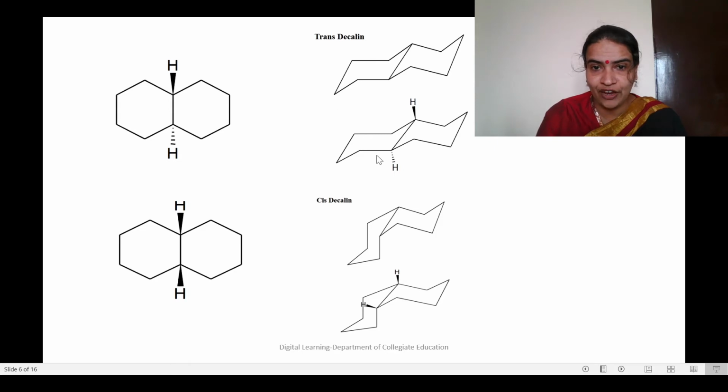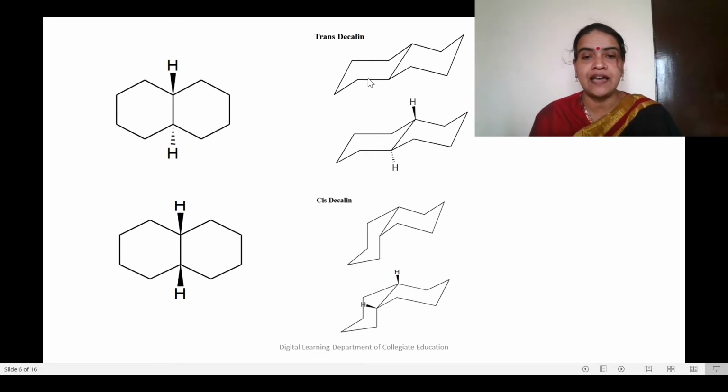This is the way of representation of the chair form of trans decalin. The two conformers of the chair form are cis and trans decalins. Okay, the single ring will be cyclohexane. It can be considered as two cyclohexane rings fused together to form a decalin molecule.